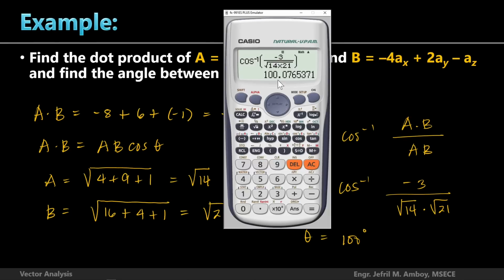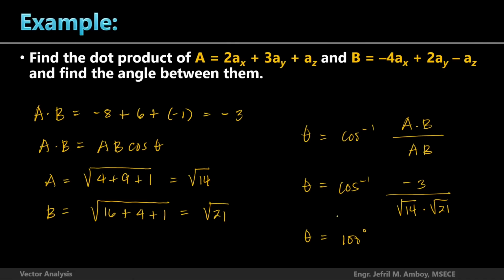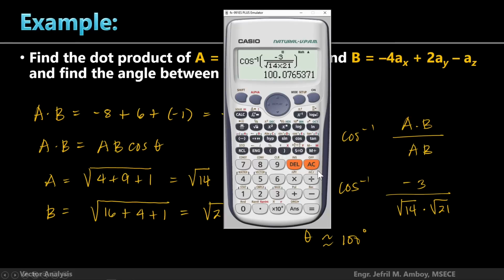100 degrees because it's very close to 100.08. But 0.08 degrees is very, very small, no? So, lagay ko na lang dito, theta is approximately equal to 100 degrees. That's it. Ganun lang po kadali. Pero, tuturuan ko kayo kung paano yan gawin sa calculator. Okay? Paano? Ganito lang yan.